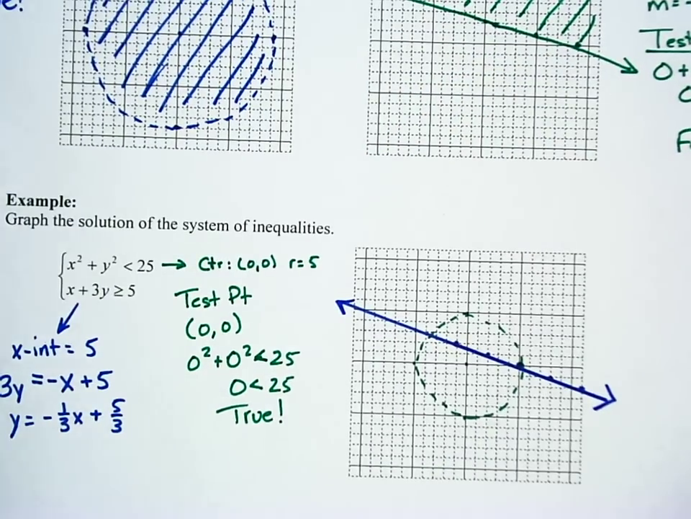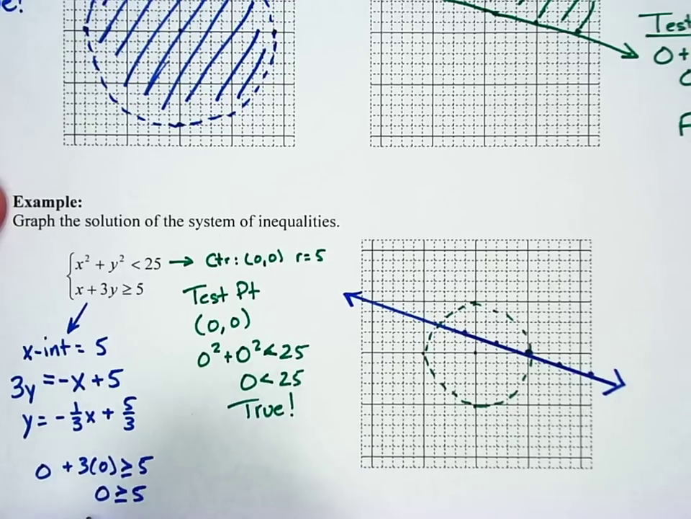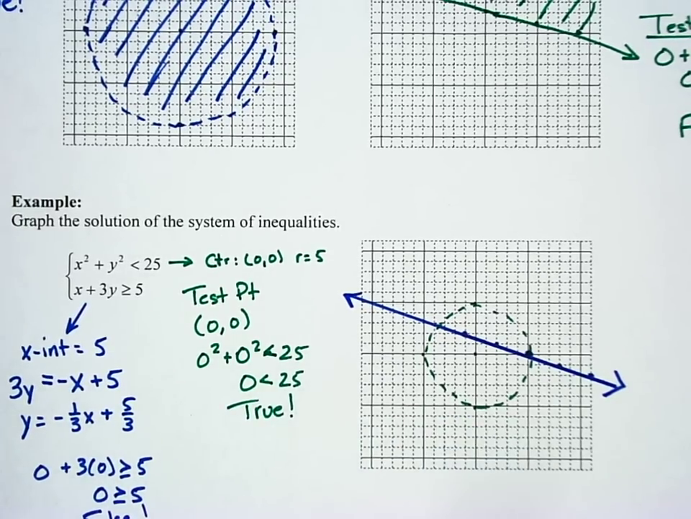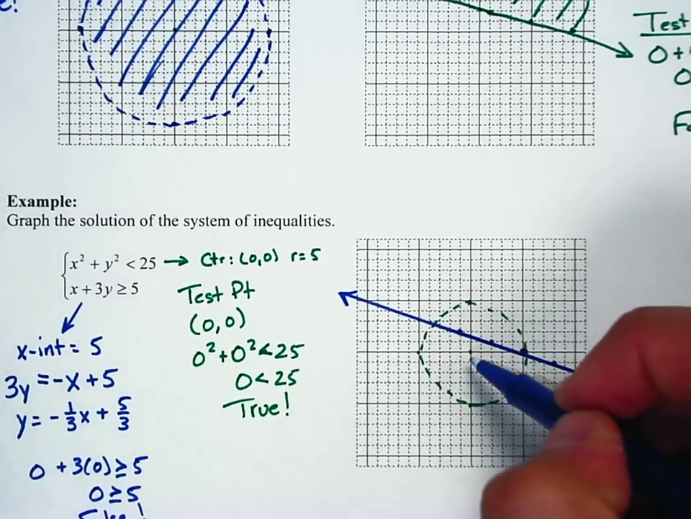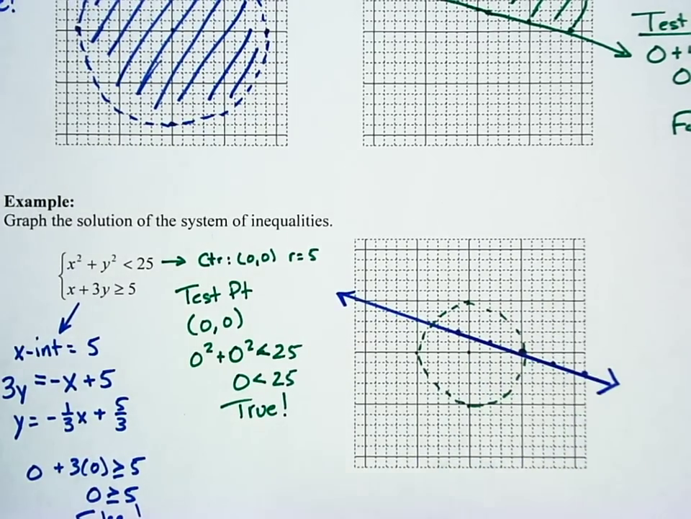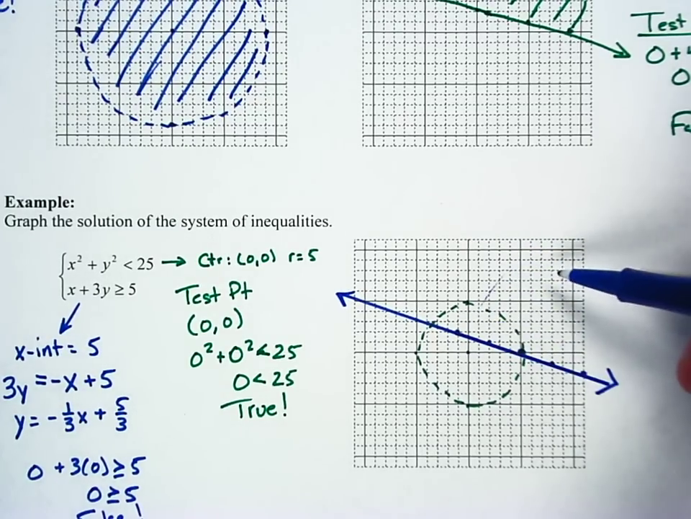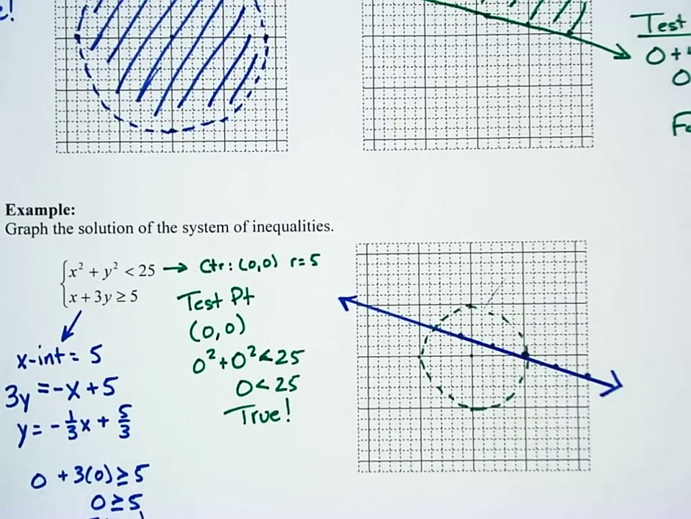If I choose 0, 0: 0 plus 3 times 0 is greater than or equal to 5. 0 is greater than or equal to 5. Now that's false. So let's think about what we had. Here's 0, 0. That's not going to be in the shaded region. That means I'm going to shade this way for my line. It also means I'm shading on the inside of my circle.